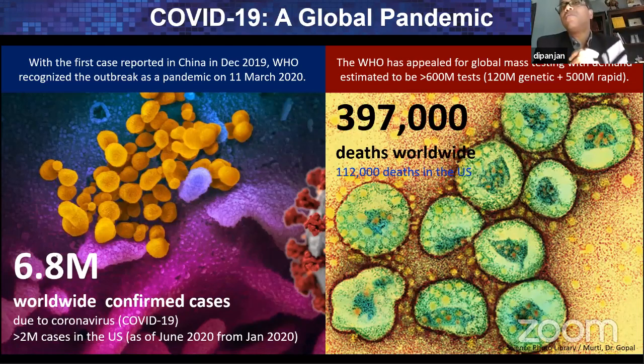There are more than 400,000 deaths worldwide, and in the US alone, more than 150,000 deaths. In India also, it is rapidly growing. The problem with countries like India and China, where population density is high, is that once the virus starts spreading, it will be really difficult to control. So what we really need is rapid testing, a global testing method that we can think of.